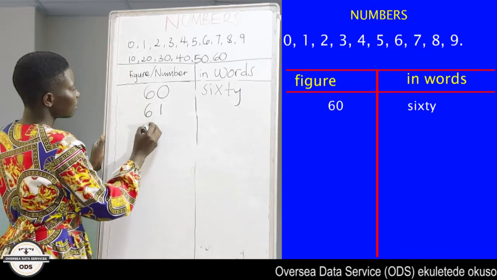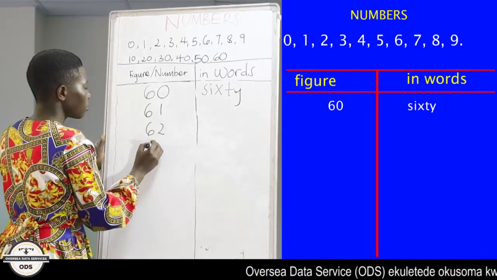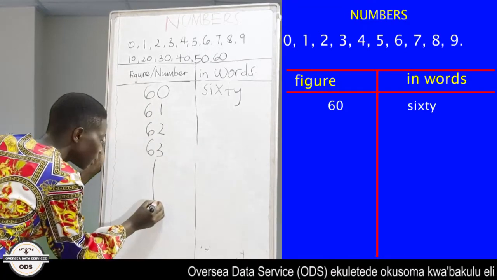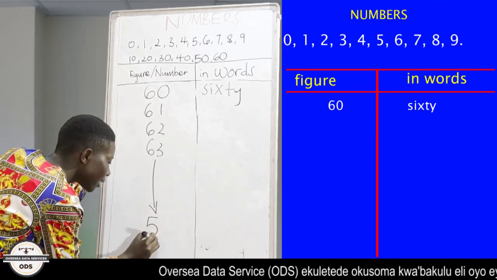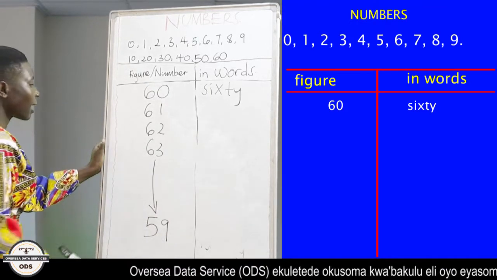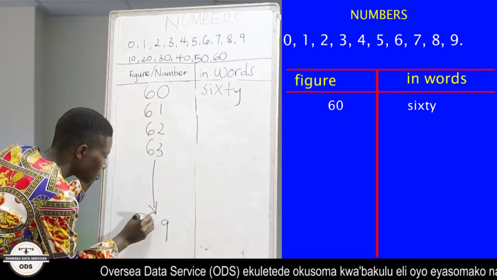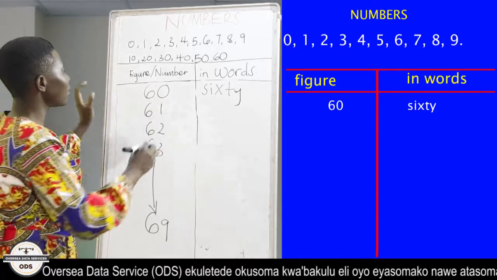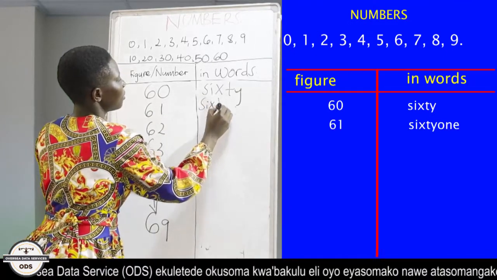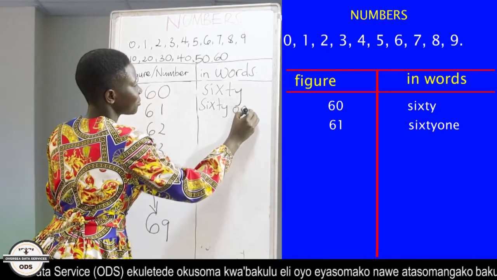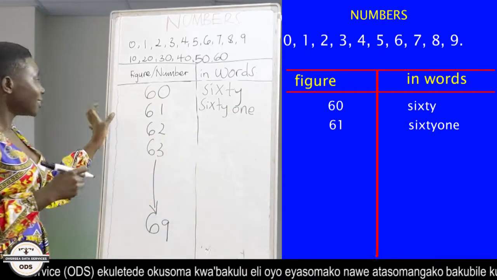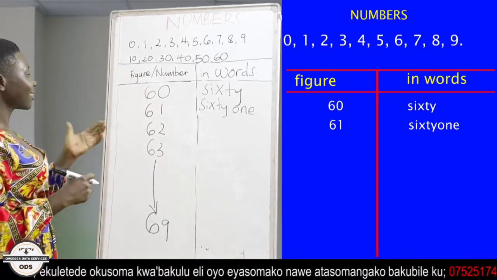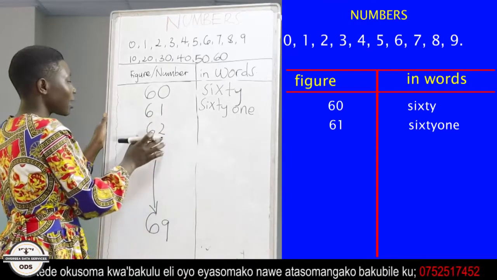Like 6 and 1, 6 and 2, 63. We are going to keep on adding up to 69, like that. 60, we have 61. We added 1. And it has become 61. Nkaaga mwoyo. We have nkaaga mubiri.